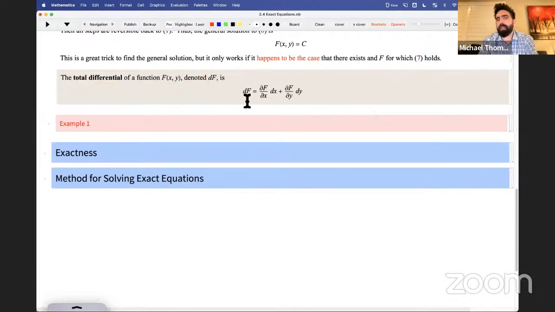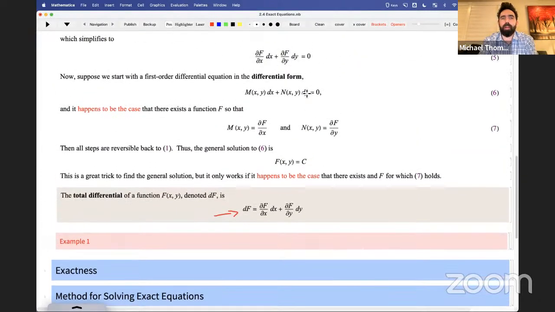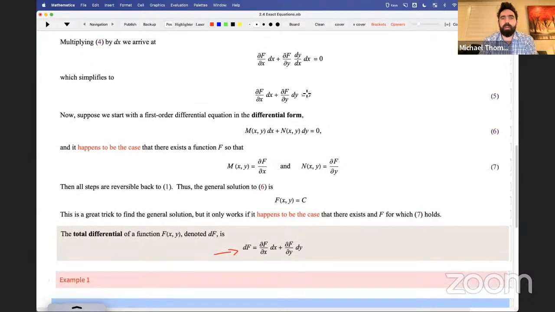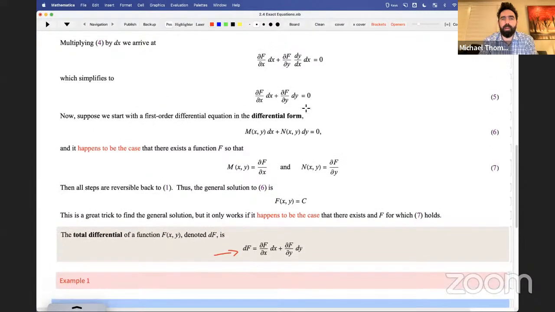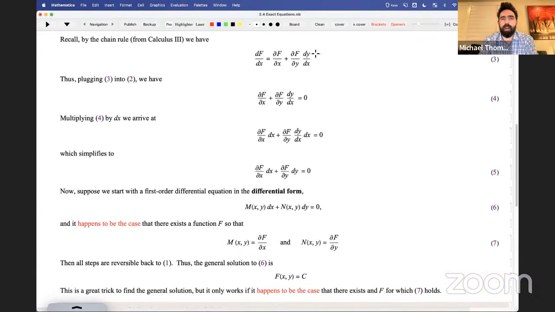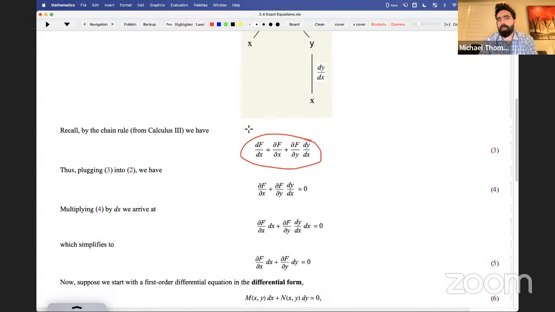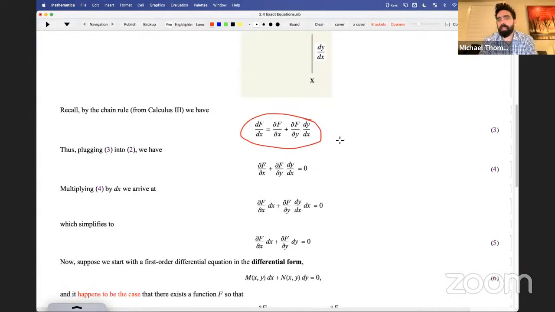Now you might wonder where this came from. It just comes from right here. Here, let me go up here. It comes from, hold on, df dx comes from right here, right? Comes from using the chain rule. So then you just multiply both sides by dx.